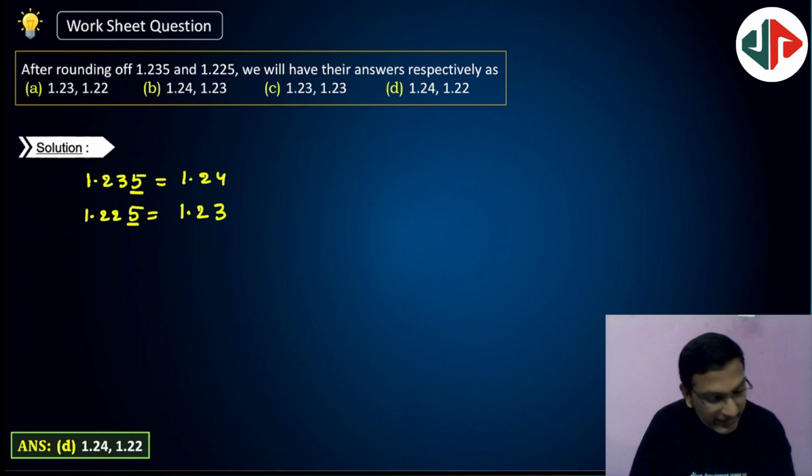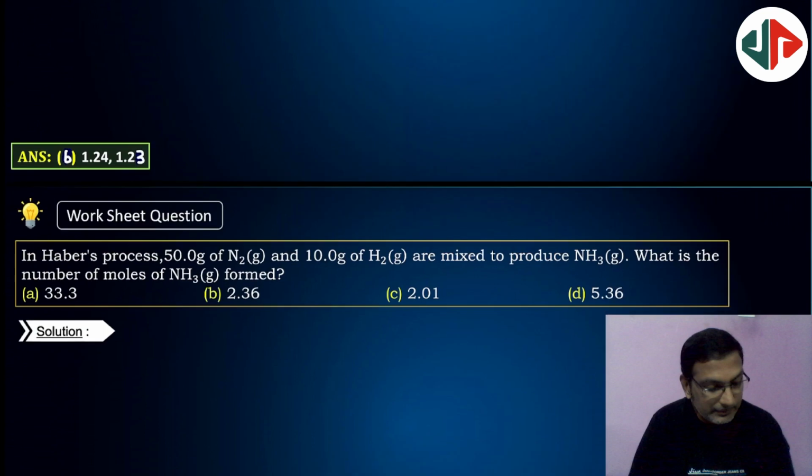Therefore, the option will be D, not D. The option will be B. Wrong is given. Option is B. 1.24, 1.23 here. So option B. So at last 5 is there. Therefore, add one digit to the previous number. 1.24. Next, 1.23. Next question.